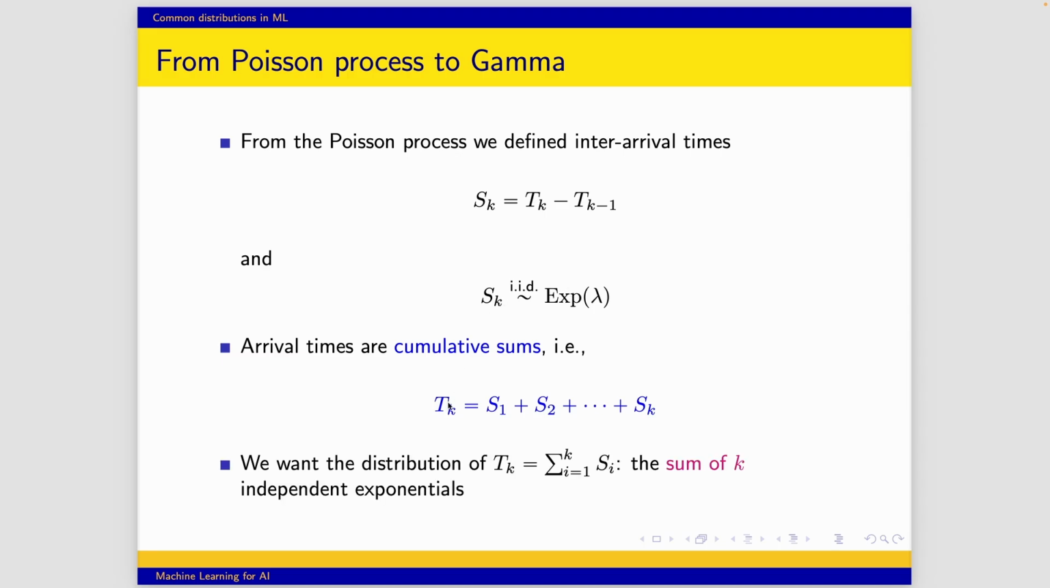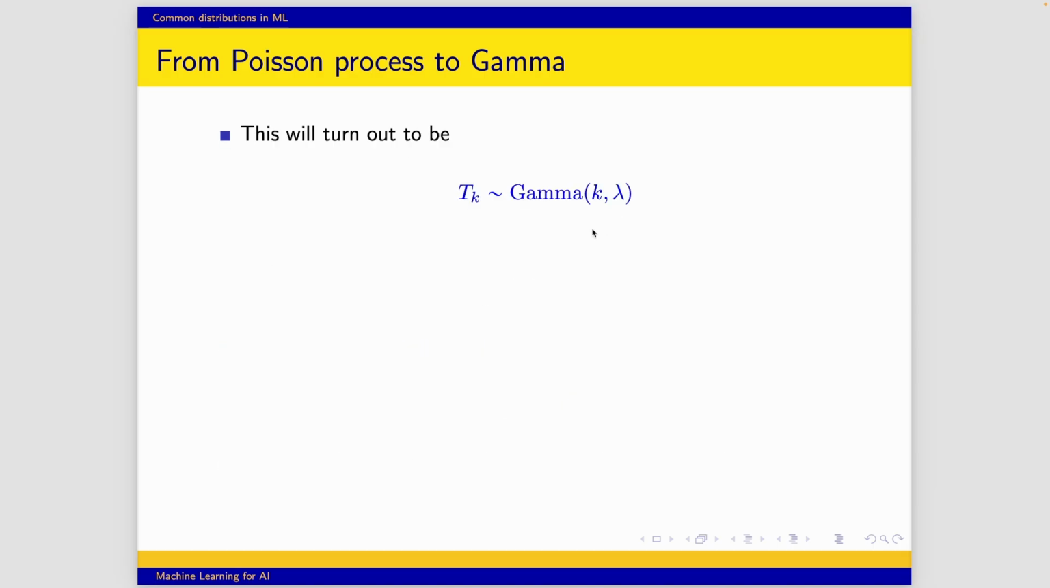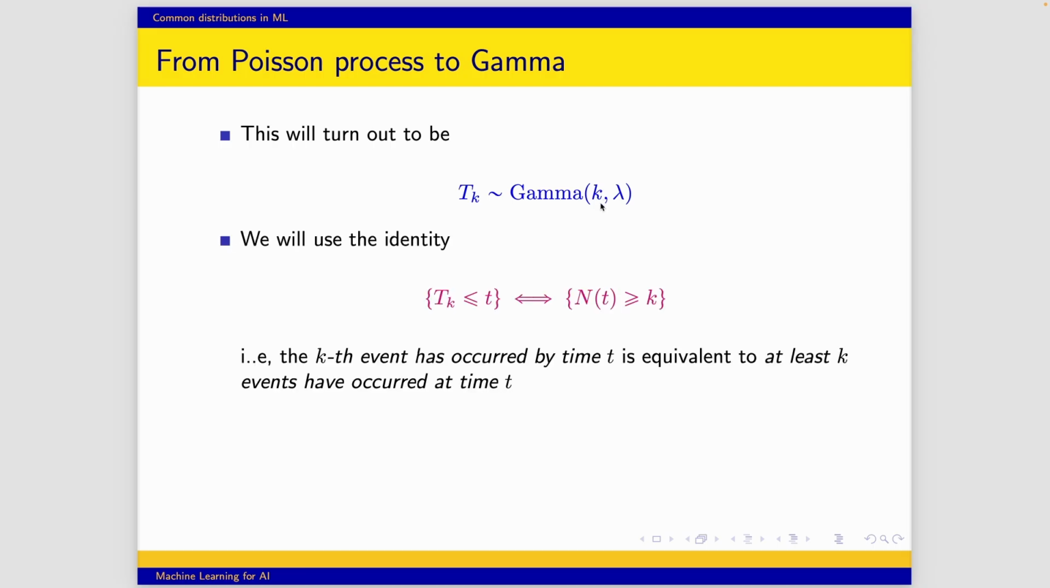So what we want is the distribution of this T_k. It's the sum of these exponentials, the sum of k independent exponentials. And this will turn out to be a gamma distribution with parameters k and lambda. So this is specifically the case of k being an integer. And so this gamma will represent the time to the kth event.